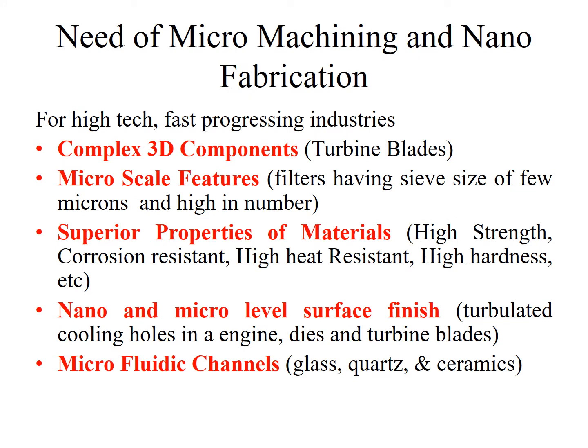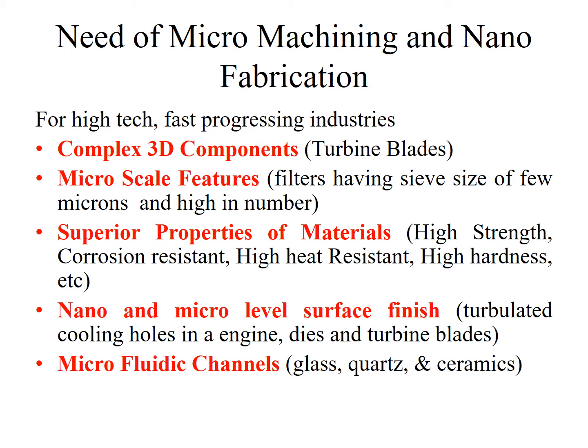So what is the need for micro machining and nano fabrication? Because nowadays high-tech and fast-progressing industries use the following components: complex 3D components, for example turbine blades. Then, most of the components can have micro scale features, that is, a filter having a sieve size of a few microns or having a high number of holes in the micron dimension.